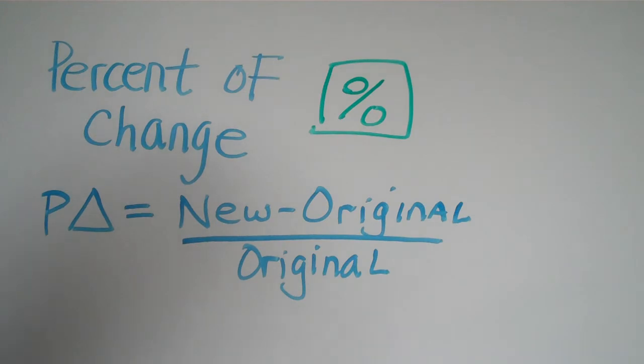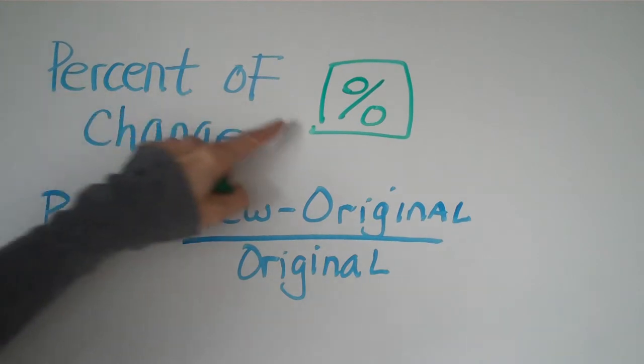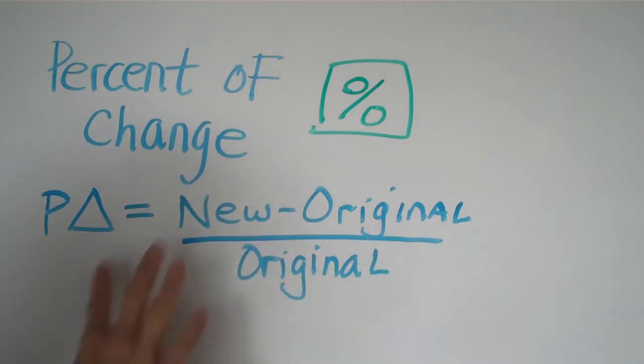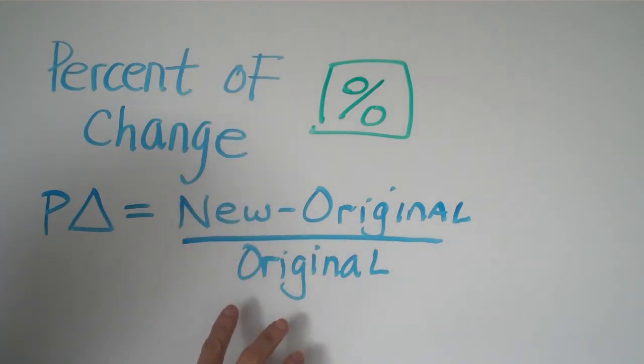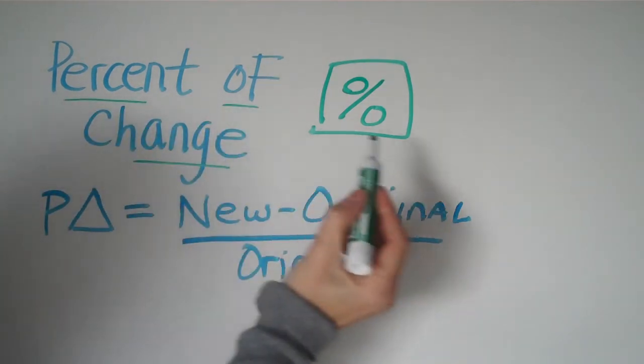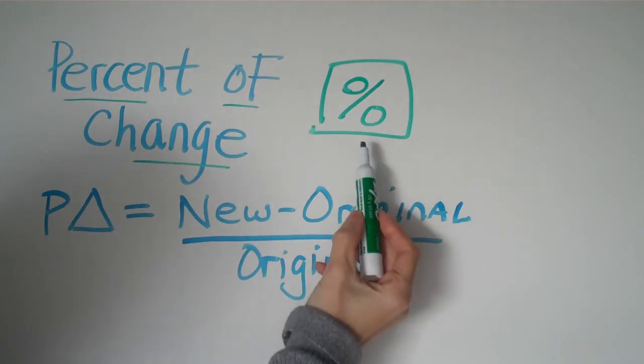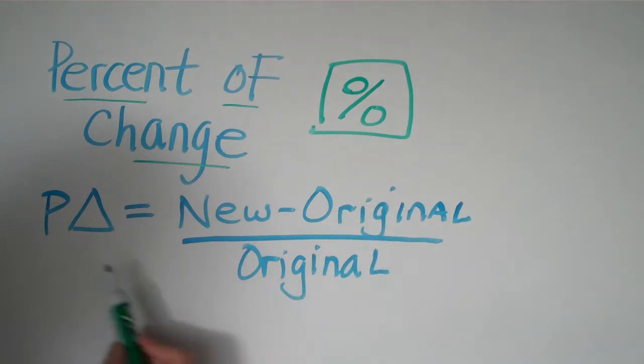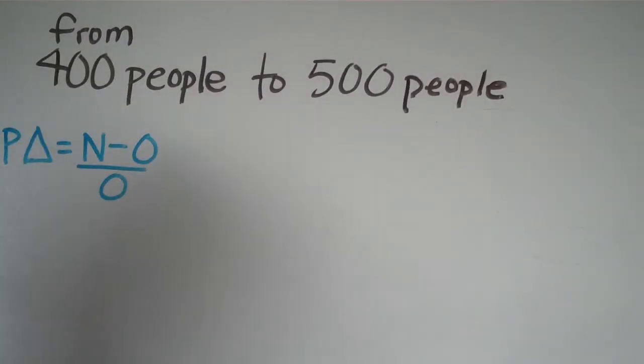A question will ask you specifically to find the percent of change. That's how you know you have to deal with this formula right here, okay? There's several different types of percent problems that we come across, but when they say find the percent of change, they're asking you to give them a final percent, and they're asking you to use this formula. Okay, so let's just keep that in mind. We'll go through a couple of problems.